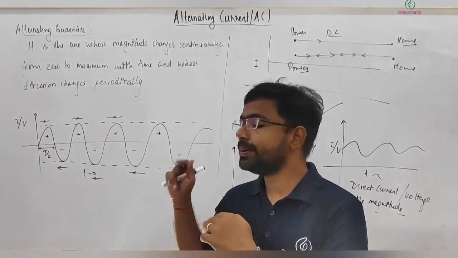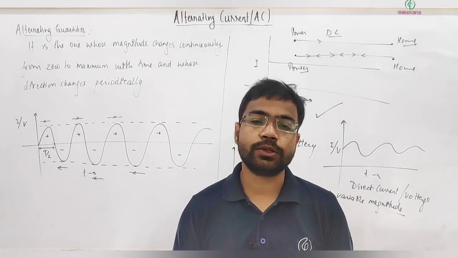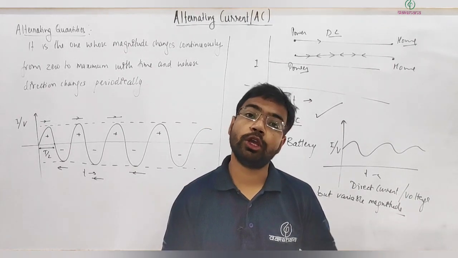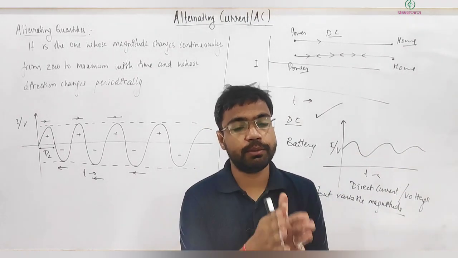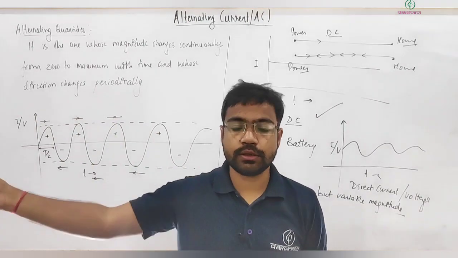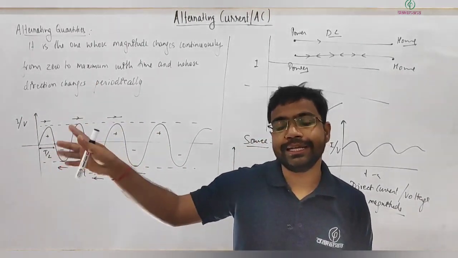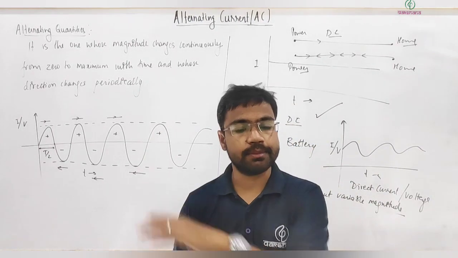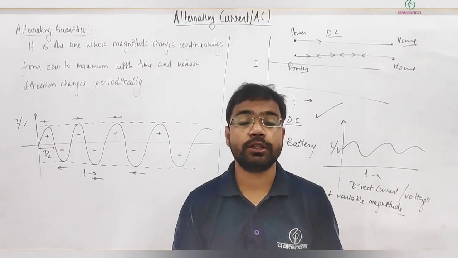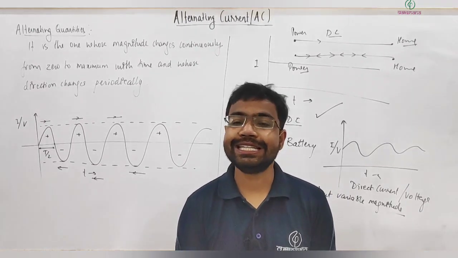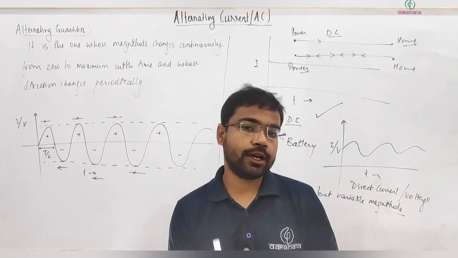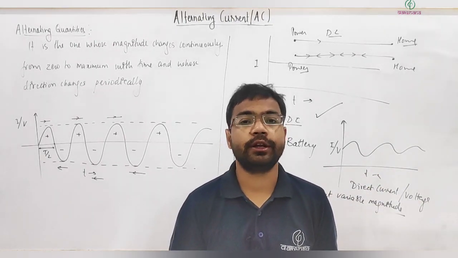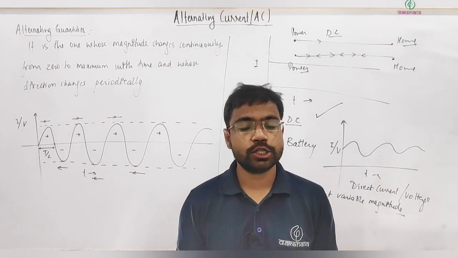AC has many benefits also. The benefit is that you can send it to a huge distance, like from the powerhouse to homes or factories. It can be generated far away and supplied at large distances, maybe thousands of kilometers. But in DC, that is not possible. You can only supply it up to a few kilometers, maybe a maximum of 100 kilometers, not more than that. So that was the problem.